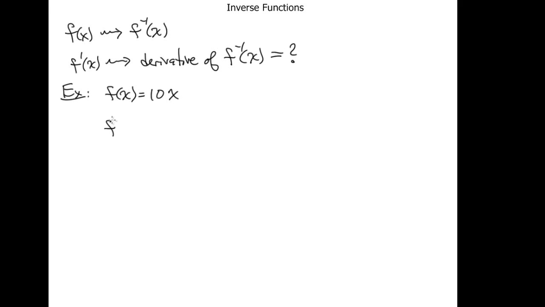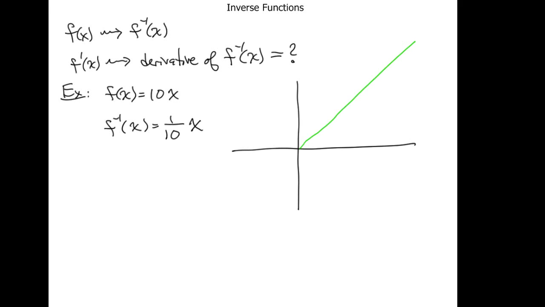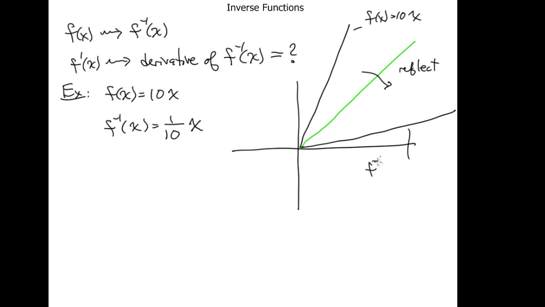Well, let's do a super simple example. If f of x is 10x, f inverse of x is 1/10 x. Here's the 45-degree line, and this is the graph of my function, y equals 10x. And the inverse is what you get when you reflect it through this line. And that gives you the line 1/10 x. So it looks like it's changed the derivative from 10 to 1 over 10.